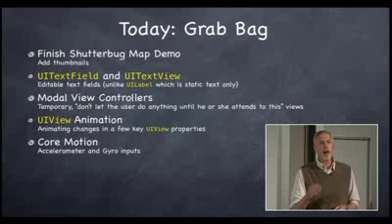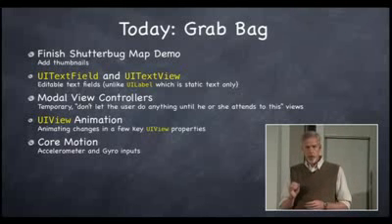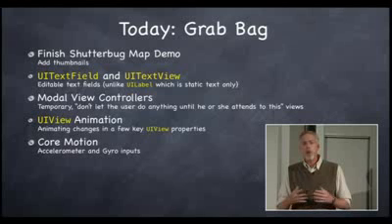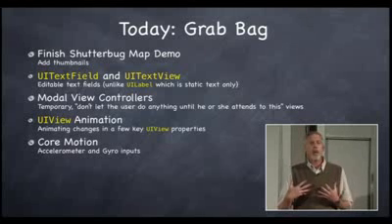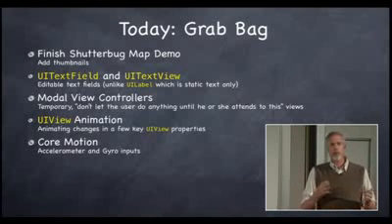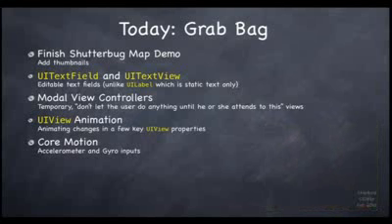And then finally, I'm going to talk about a framework called Core Motion. Core Motion is the way that you're going to get sensory input from the accelerometer and gyro, if the device has a gyro. And so we'll talk about that.